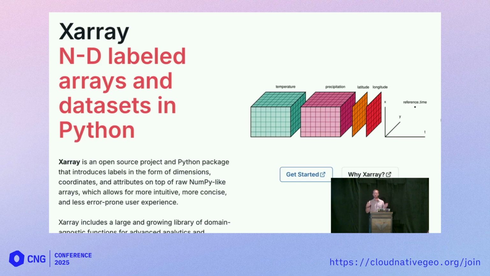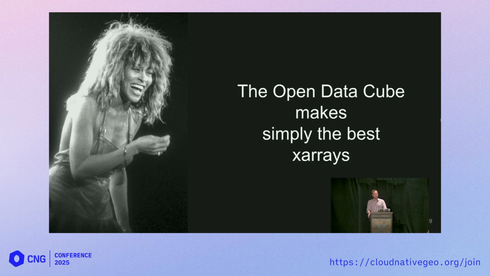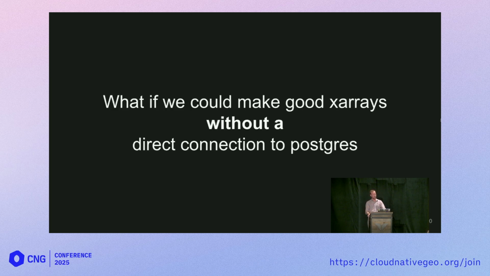You know, the history of computing is a history of building better abstraction layers, more abstraction layers. And Xarray abstracts NumPy, which is hard to use. Xarray is easy to use. It's delicious, tasty, nice, and fun. And the Open Data Cube makes simply the best Xarrays. They've got geospatial attributes. They've got things like telling you what the no data value is. And there's a whole bunch of Data Cube extensions that help you work with the Xarrays.